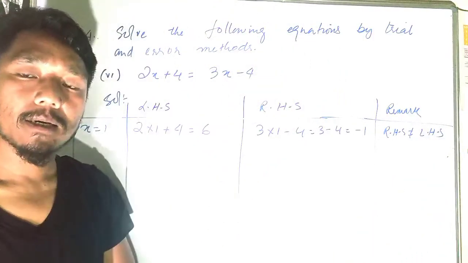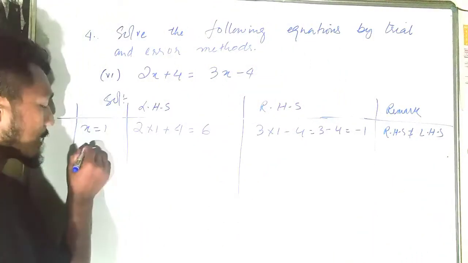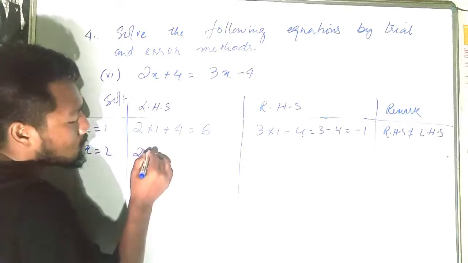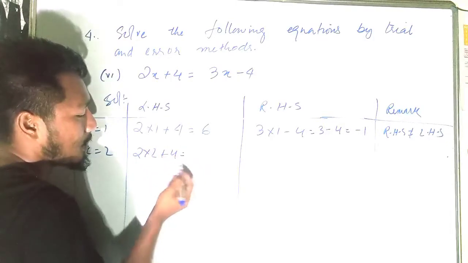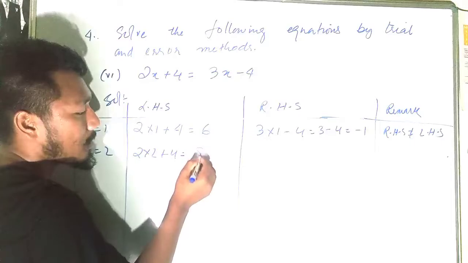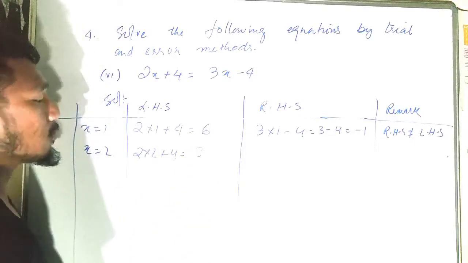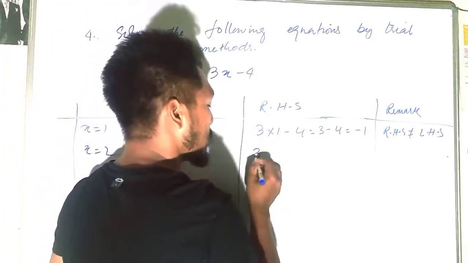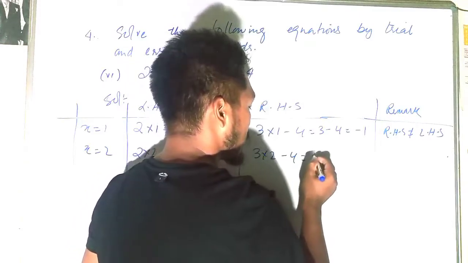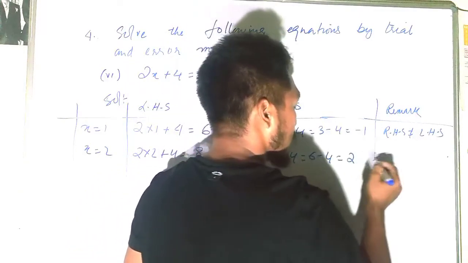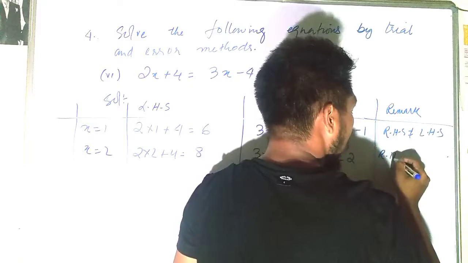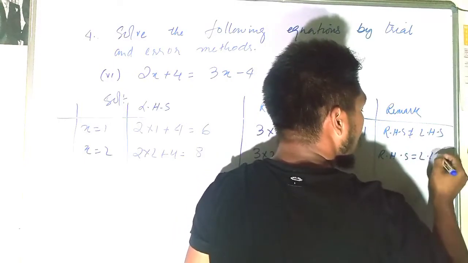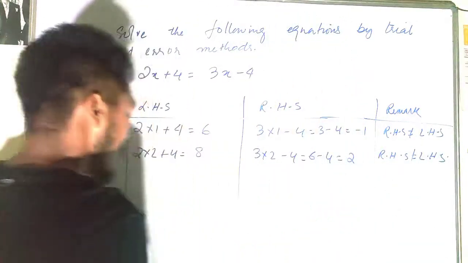You can also do this in the first questions. Then x is equal to 2: 2 into 2 plus 4, 2 twos are 4, plus 4 is 8. Then 3 into 2 minus 4: 3 twos are 6, minus 4, how much is it? 2. So it is also not equal; they are not equal to each other.